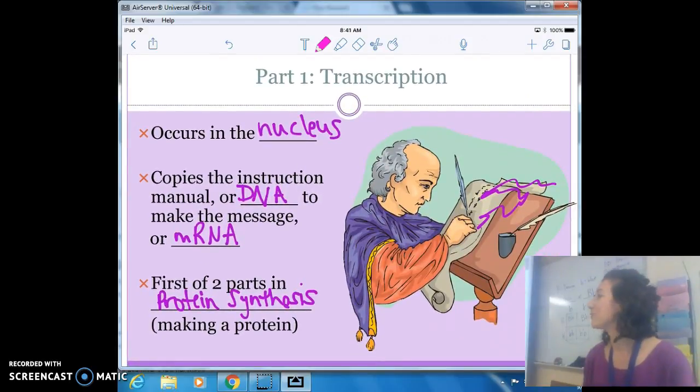Alright, so part 1, transcription, occurs in the nucleus. You copy the instruction manual, or DNA, or that's our cookbook, to make the message, or mRNA. That's what that M stands for. That was like the one recipe that you needed to write down. And this is, transcription is the first of 2 parts in protein synthesis. Synthesis means making a protein. So this guy right here is my scribe, and he is scribing something down. So transcription is writing it down.